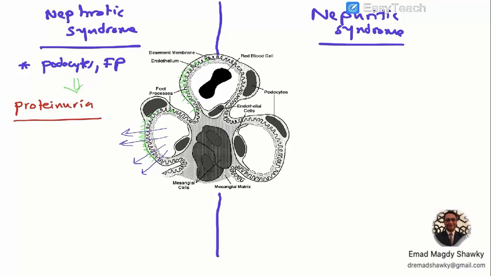The escape of proteins from the blood to the urine will decrease the oncotic pressure inside the intravascular space, and this will lead to escape of fluid from the intravascular space to the interstitial space, causing edema. One of the small proteins lost in the filtrate are the lipoproteins and antithrombin 3.